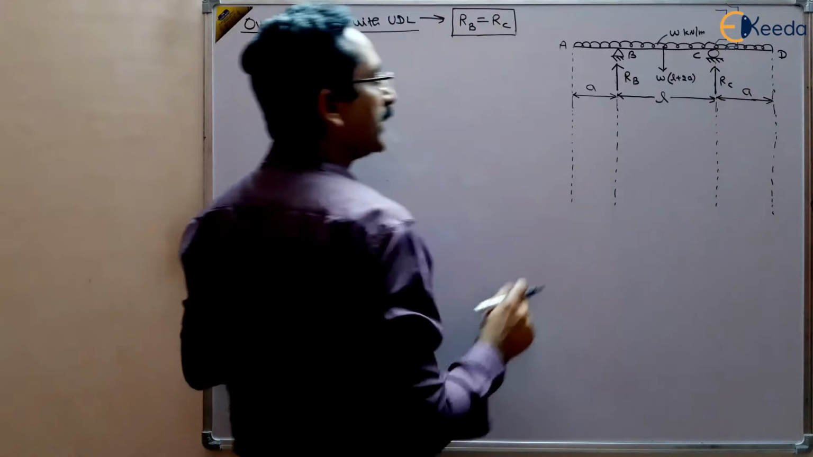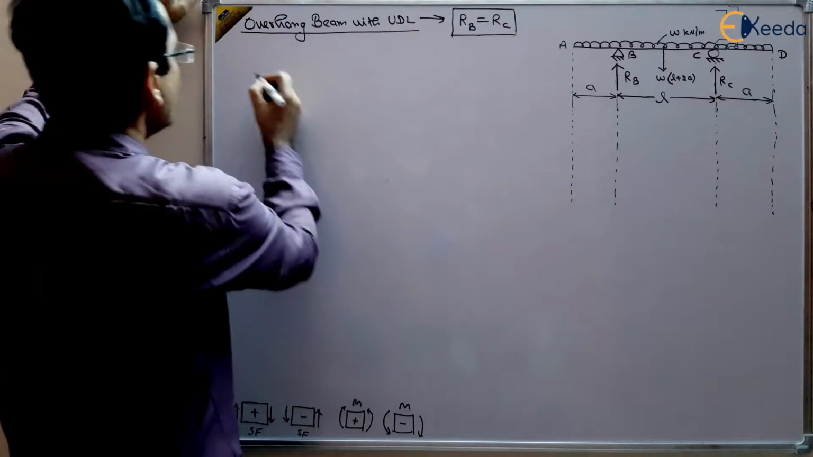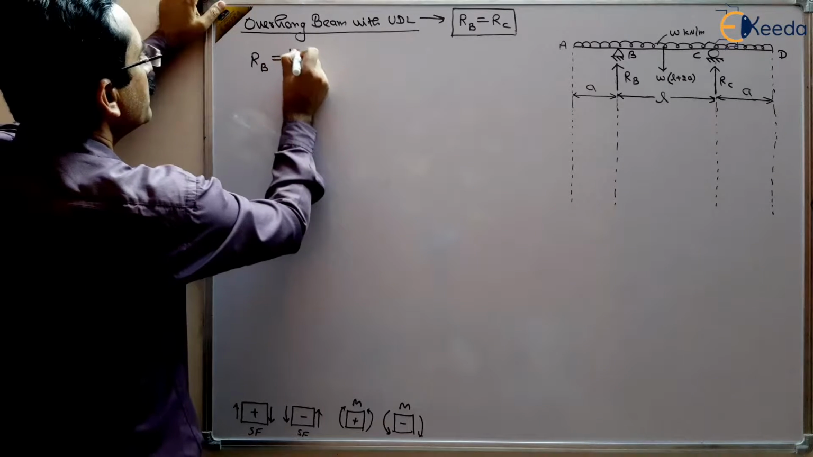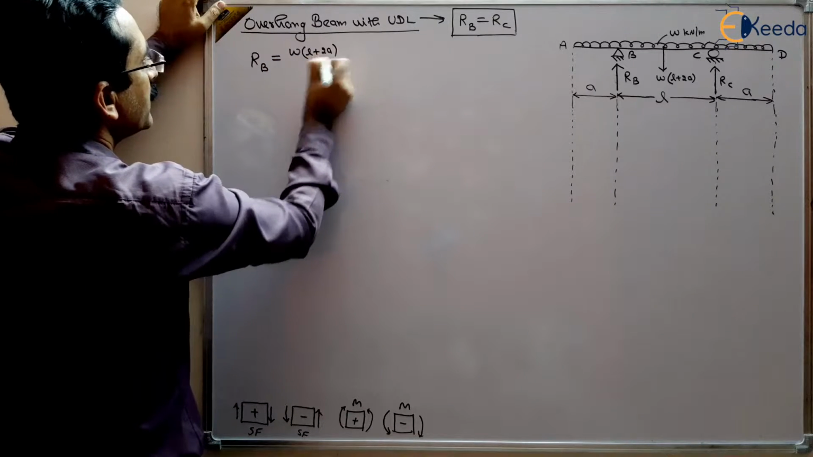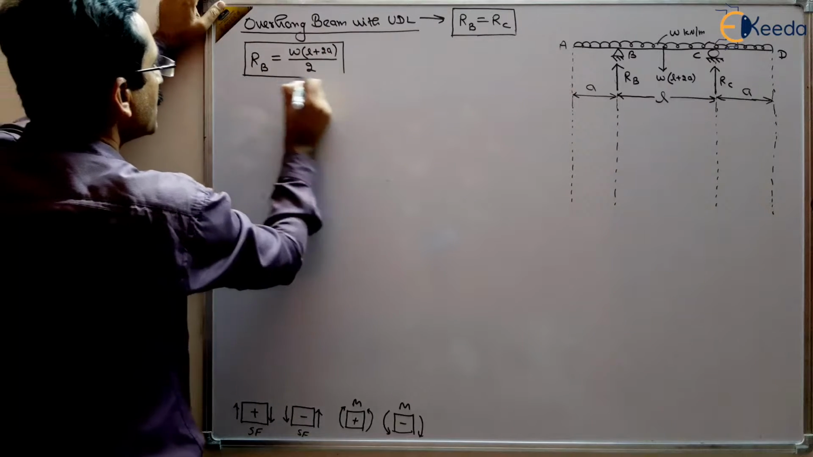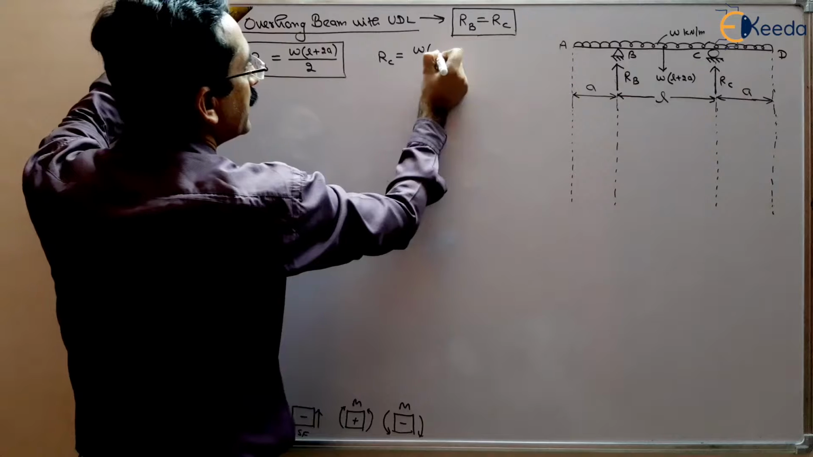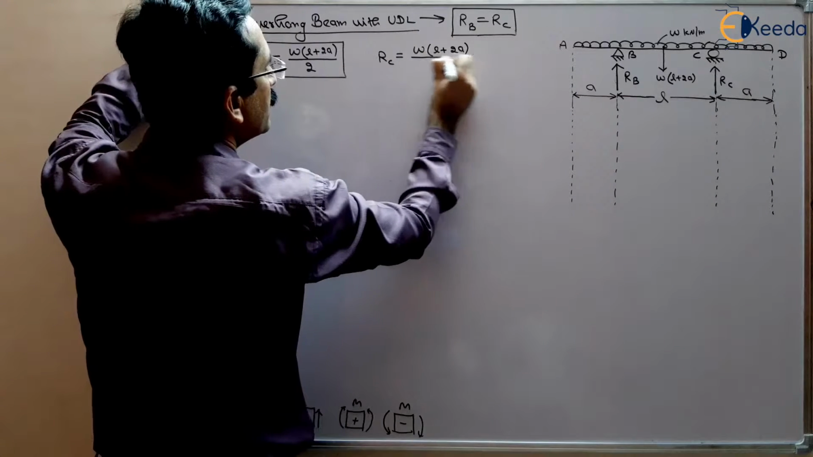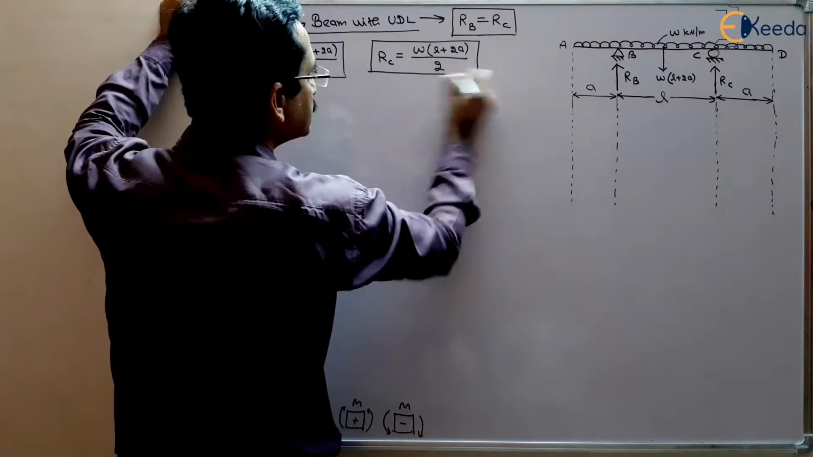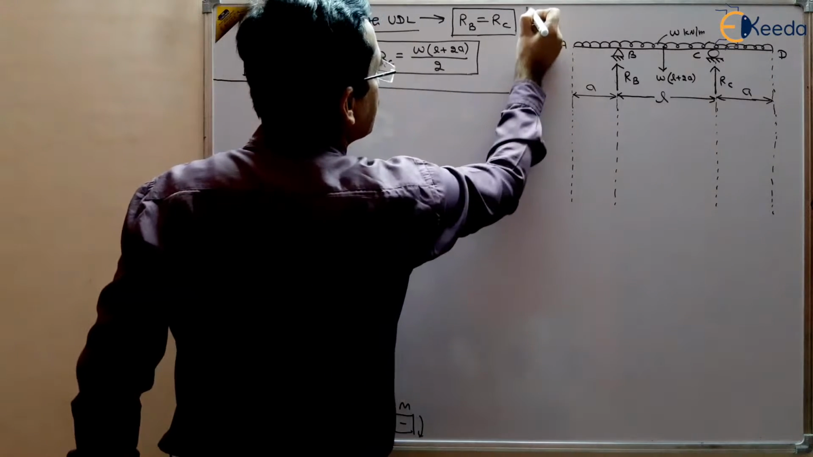Out of this load, half will be shared by B and half will be shared by C. So RB will be equal to half of the total load applied due to symmetry. So W times L plus 2A by 2, this is our reaction at point B, and RC is equal to W times L plus 2A by 2, this is the reaction at point C. So we have obtained the reactions at points B and C.